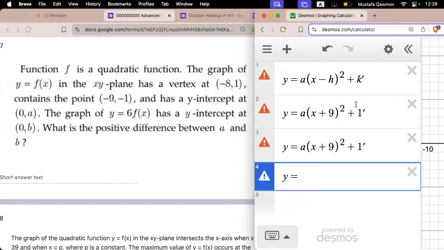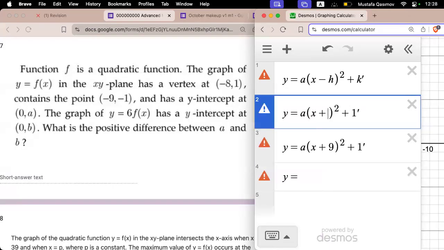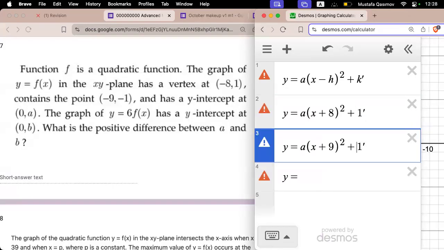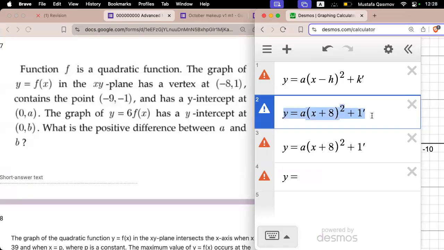This one. No. Okay, no, it's 8. Right, thank you. Okay, vertex, so we use this one, negative 8 and 1, and we got that one, right?